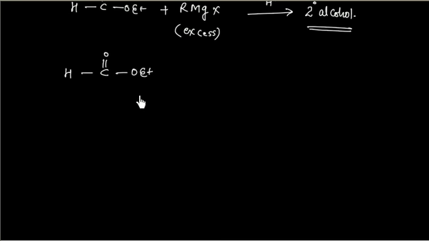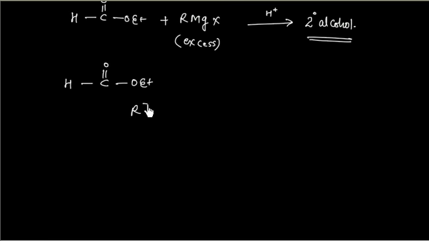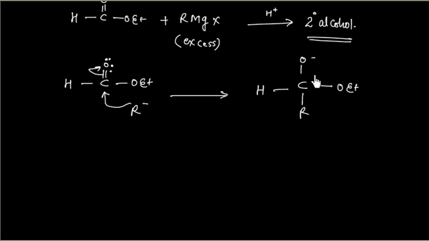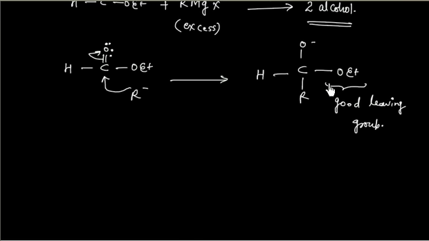This is a Grignard reagent, it will provide a nucleophile R-, so R- is coming from Grignard reagent. This will attack on this carbon, this will open, we will have HCO- with R and OEt. Now this negative charge will push out this OEt-, so OEt- will act as a good leaving group in the next step. So OEt will basically be removed by this negative charge.